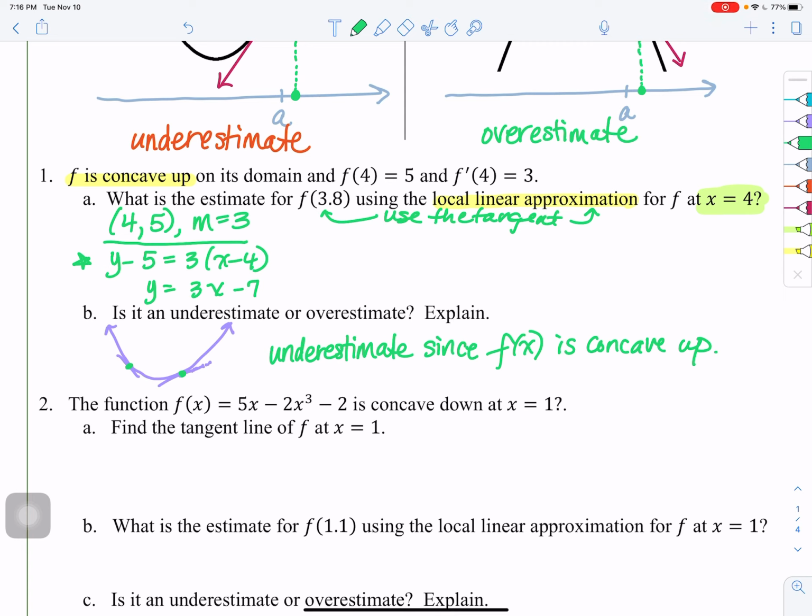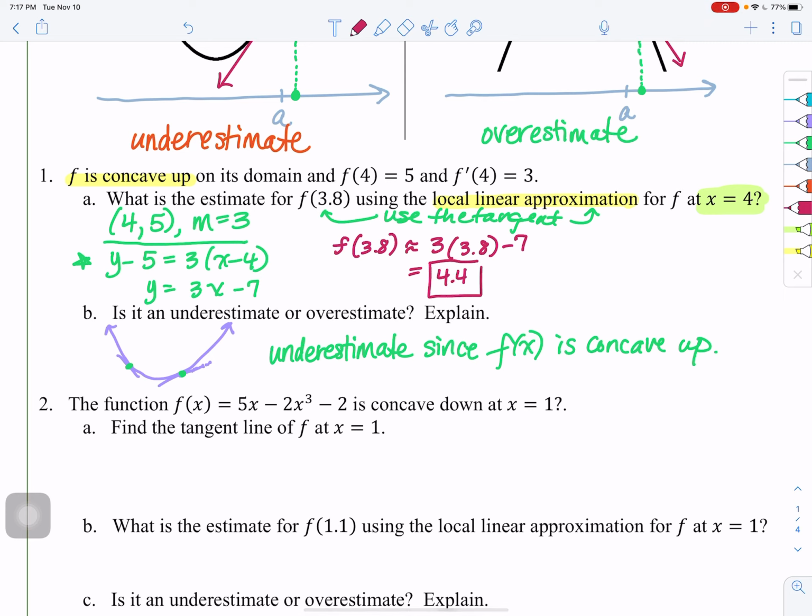So what is our x now? We want to find f of 3.8. We want to approximate f of 3.8, okay? Now, 3.8 is on the graph, but we're using the line at x equal to 4 to approximate it. So look how this first equation is much nicer. We would just use 3, since you're going to have a calculator, 3 times 3.8 minus 7. So that's equal to 4.4.